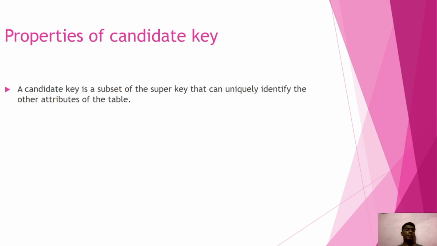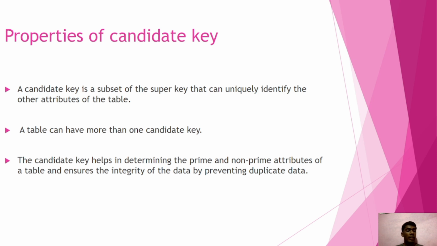Properties of candidate key. A candidate key is a subset of super key. Note the point. What is super key? Let's discuss in further slides. It can uniquely identify the other attributes of the table. A table can have more than one candidate key. Finally, the candidate key helps in determining the prime or non-prime attributes of a table, and ensures the integrity of data, preventing duplicate data.